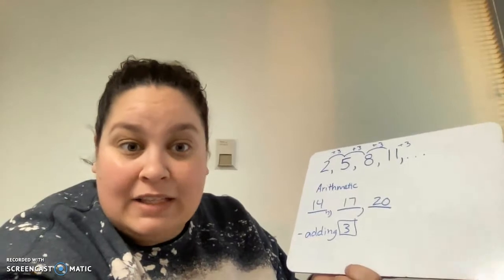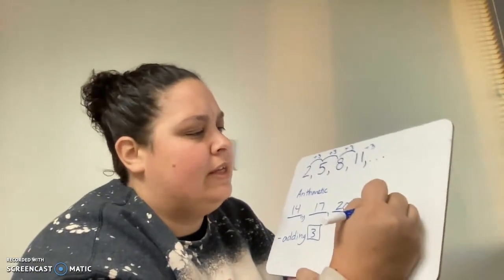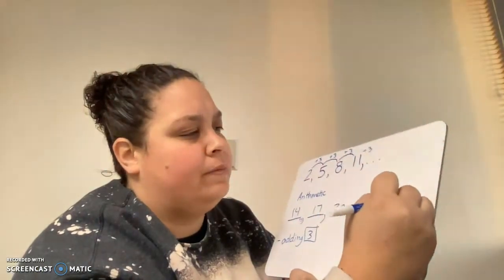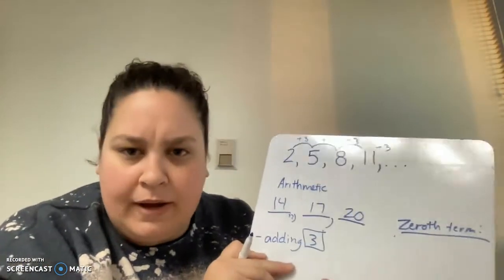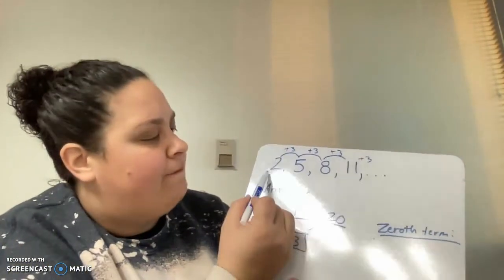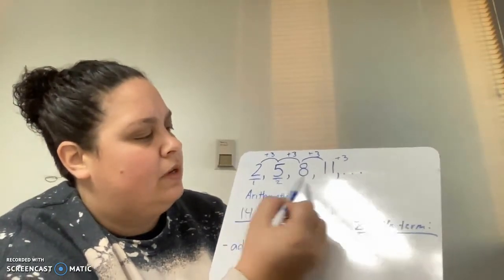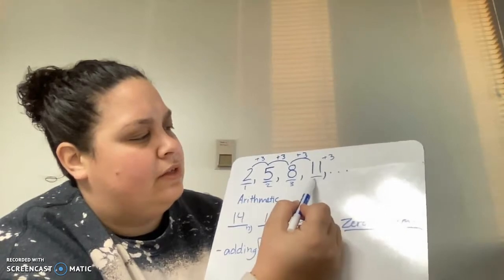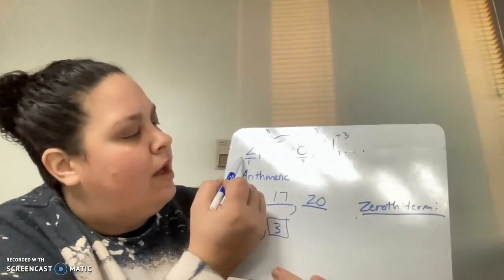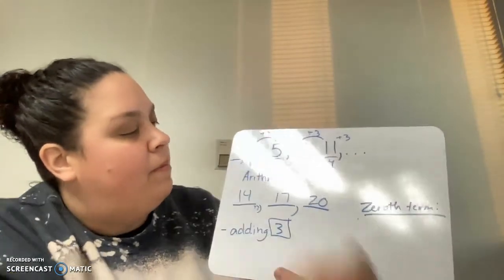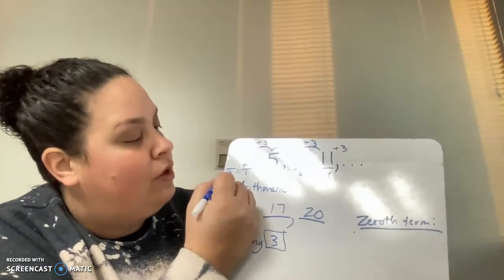And then the very last question it's going to ask you is, what is the 0th term? So it's going to say 0th term. This is something that we haven't really talked about yet, so let's talk about it right now. This is my first term in the sequence. This is my second term. This is my third term. And this is my 4th term in the sequence. I want to know what number would come before 2 if I were finding this 0th term.